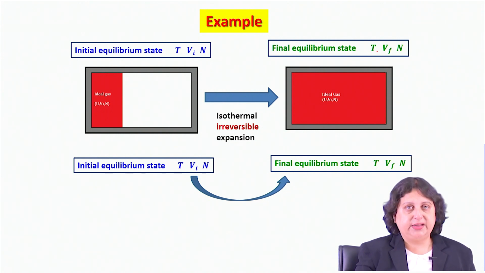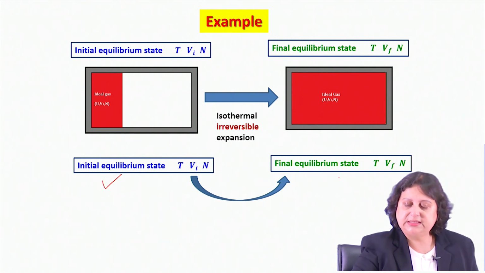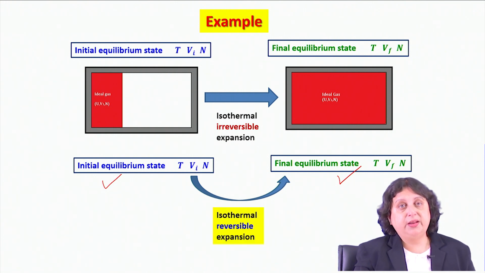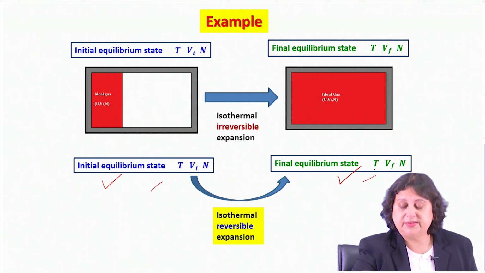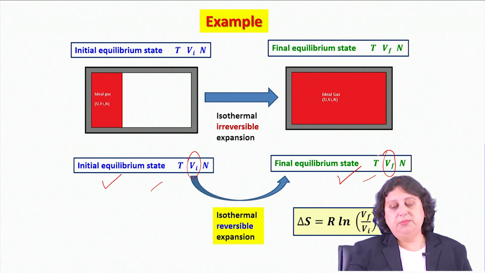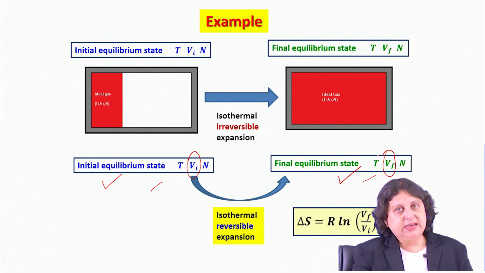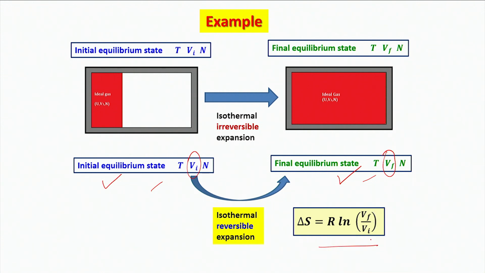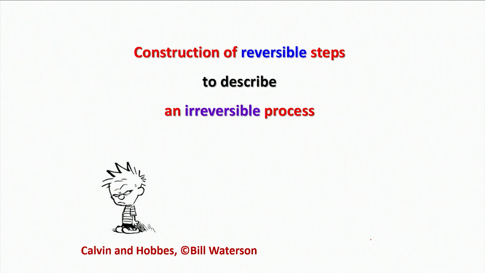So once I have identified the initial equilibrium state and the final equilibrium state, I would like to know the change in entropy as I go from this state to this state. And this I can do very easily if I can think of an isothermal reversible expansion that takes the system from this initial state to the final state. Here the only thing that changed is the volume under isothermal condition, and therefore I can immediately write for 1 mole of this ideal gas, delta S is going to be R ln Vfinal by Vinitial. Is that clear?